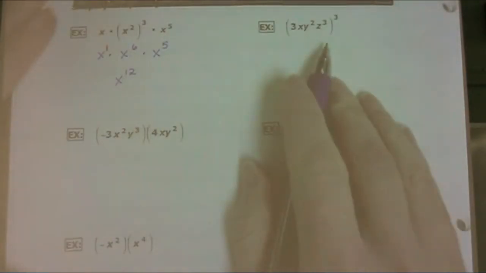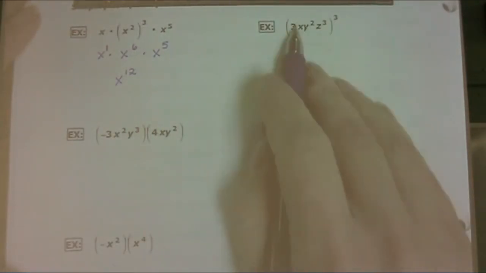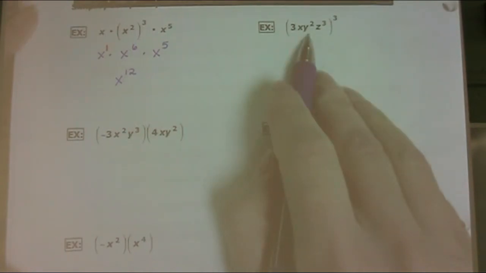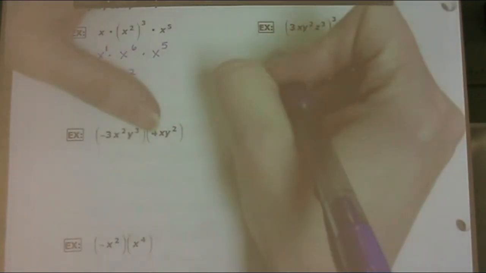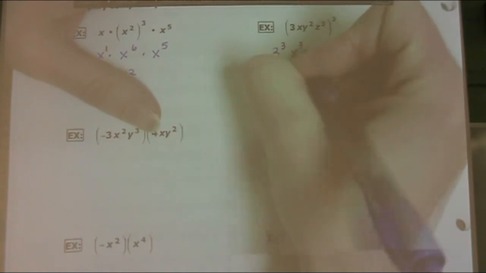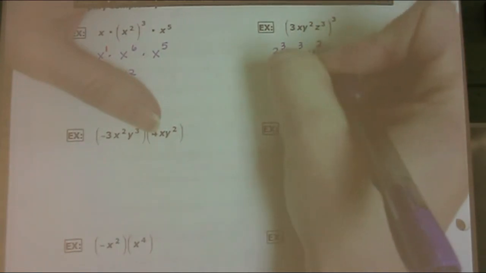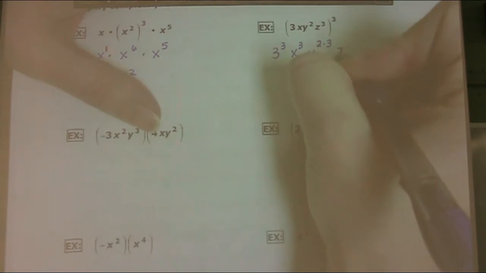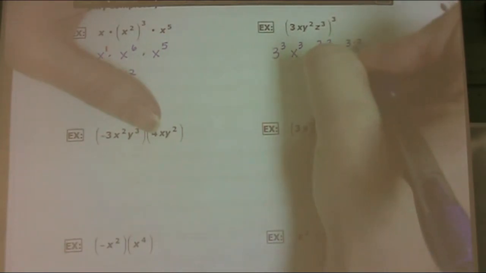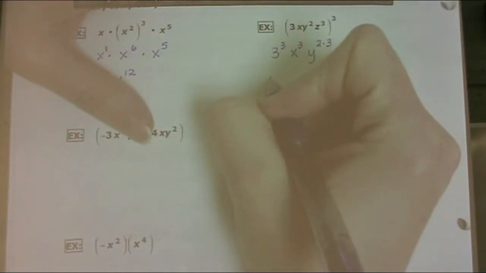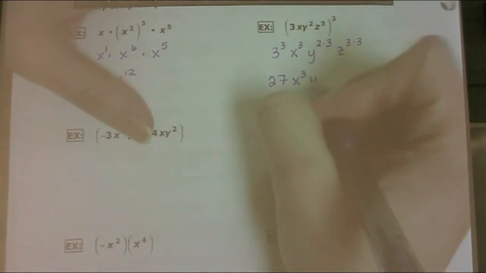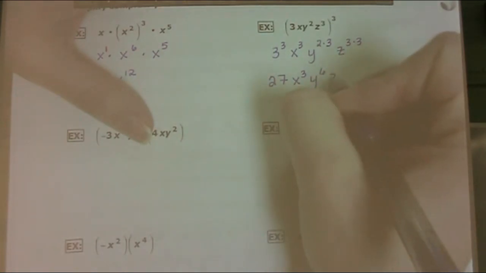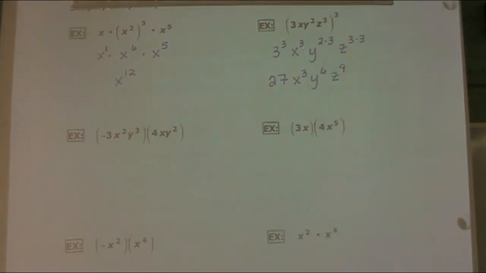All right, in this example, we've got a power of a lot of stuff inside parentheses. So we're going to do each part of it raised to the 3rd power. So I have 3 to the 3rd power, x to the 3rd power, y to the 2 times 3 power, and z to the 3 times 3 power. 3 to the 3rd is 27, x to the 3rd power, y to the 6th power, z to the 9th power.